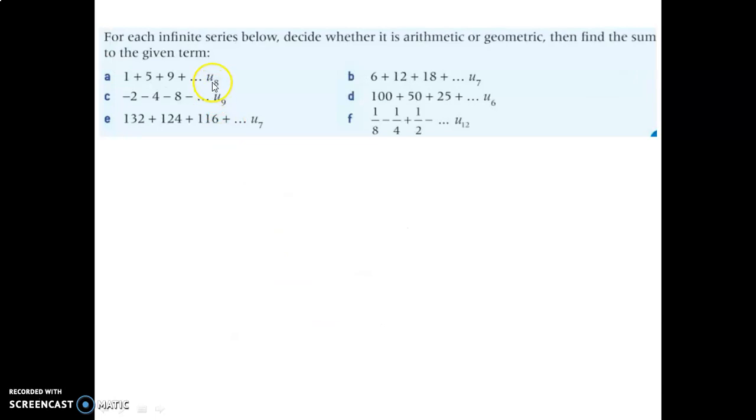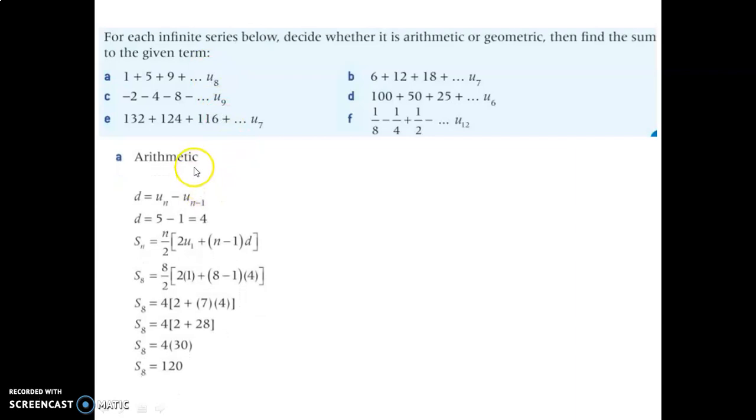All right, now there's this. You're here now where there's at least 6 different sequences. It says first, decide, is it arithmetic or geometric? And then find the sum. So look at each one, arithmetic, geometric, and then find the sum. So let's get started. All right, A is this. It was arithmetic. Check your work here. There's the sum. Try B.